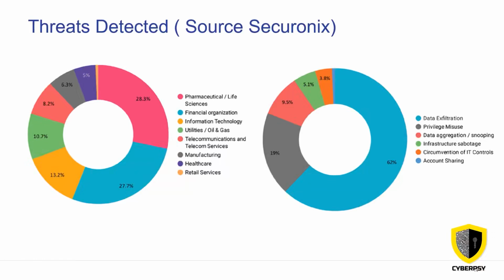Out of all these domains, most of the threat, 62%, is data theft, which is happening everywhere. And the second one with 9.0%, which is privileged account misuse. And 9.5% is data aggregation or snooping. This helps to analyze where exactly we need to focus as enterprise organizations.